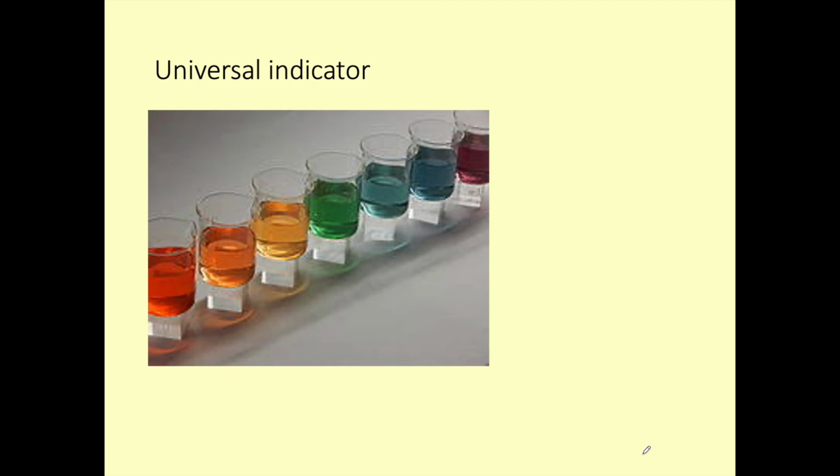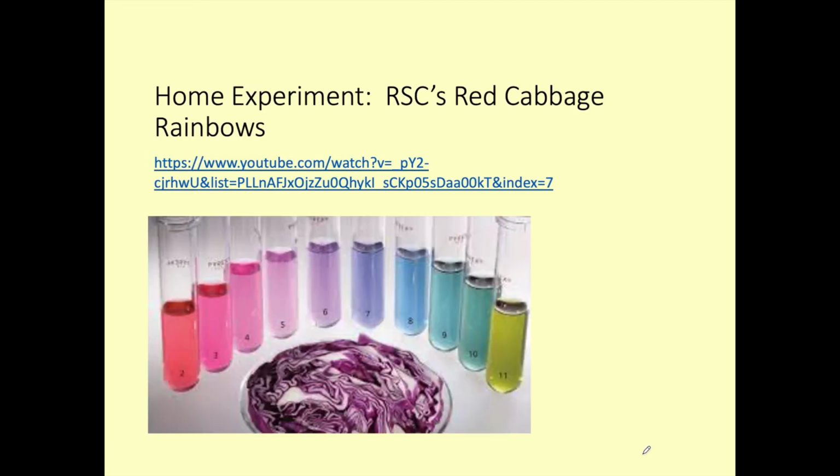So on your worksheet there is a rainbow scale. We're going to come on to that in a moment, but just wanted to draw your attention again to the home experiment that you can do to make your own indicator, so red cabbage indicator, so that you can test some of those everyday acids and alkalis that you have in your home.